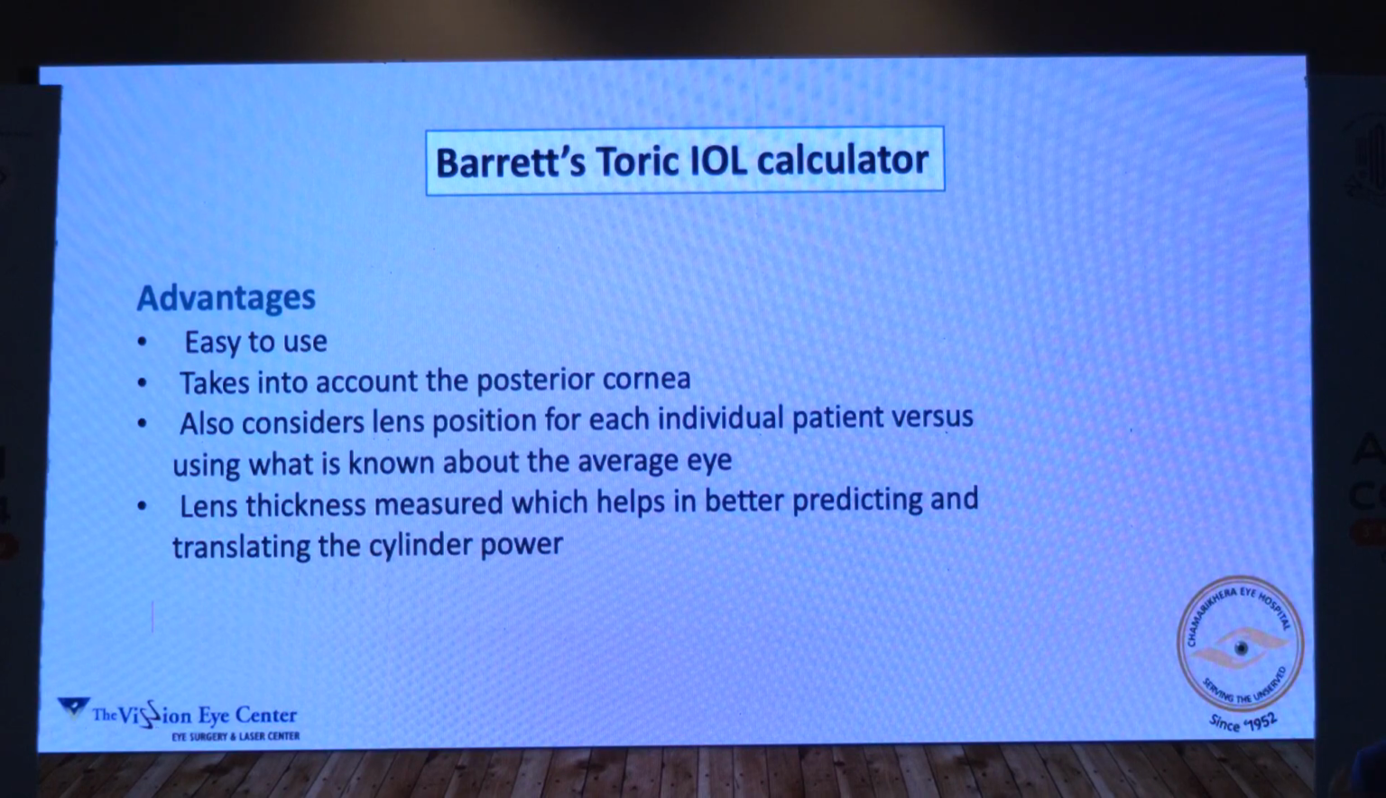So if you don't have lens thickness, for example, if you don't have an optical biometer which is giving you a proper ACD, you can still omit the ACD part of it. You can put the lens thickness from your contact, you can put it from your immersion, and you can have all that data into the system. It will still give you what angle, what degree it is meant to be implanted in.